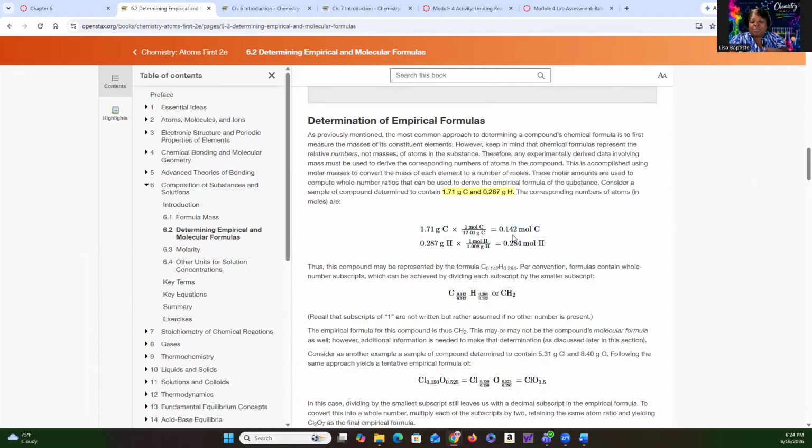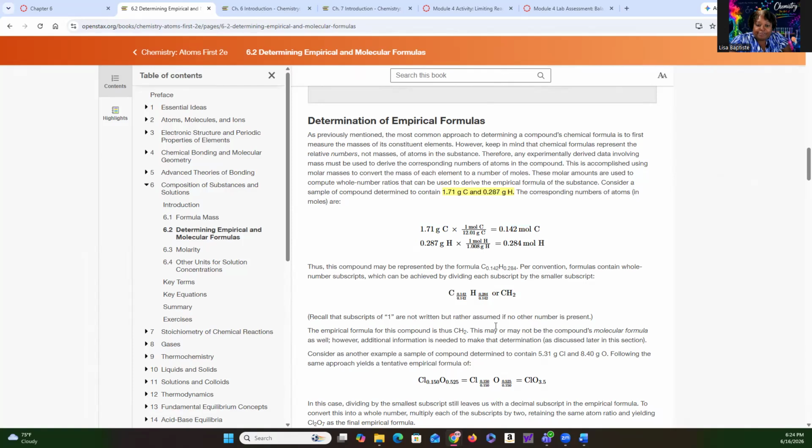All right, so we know that it's 0.142. Now, when we're trying to figure out the empirical formula, you want to divide both of the numbers of moles by the smallest. And so we're going to set up our formula. We're going to start with carbon because it has the lowest number. So we're going to put 0.142 over 0.142. And then for hydrogen, 0.284 over 0.142. These two cancel out, so we're left with 1. These two, when we divide them, we get 2. So CH2 would be the empirical formula.